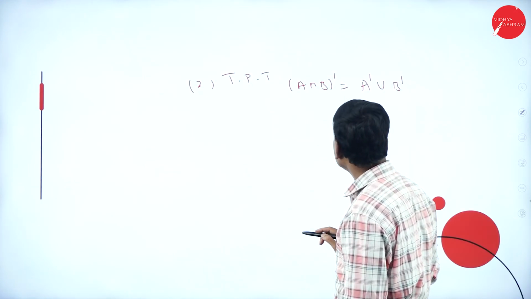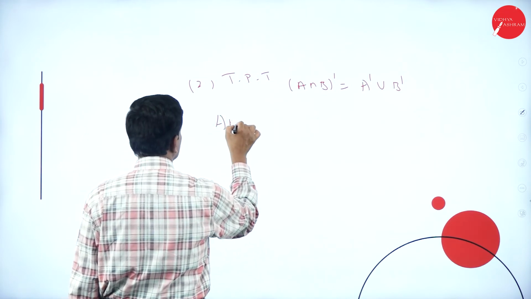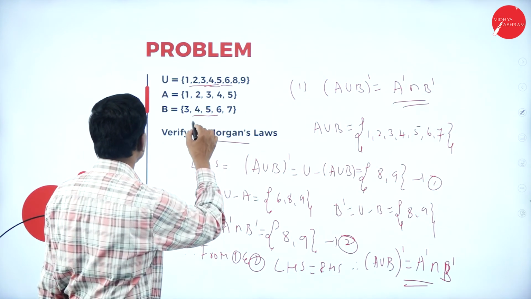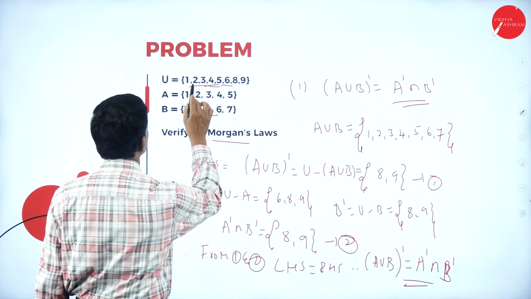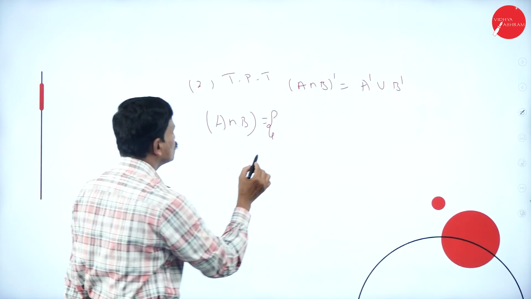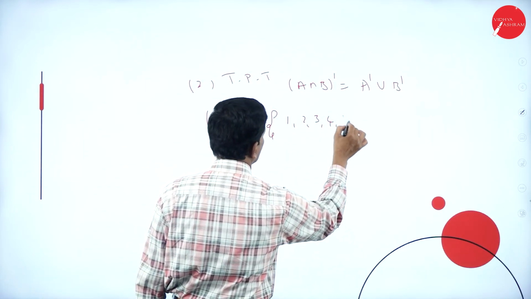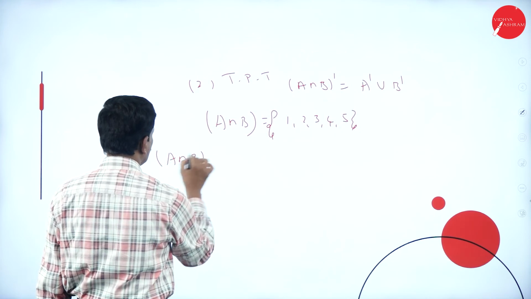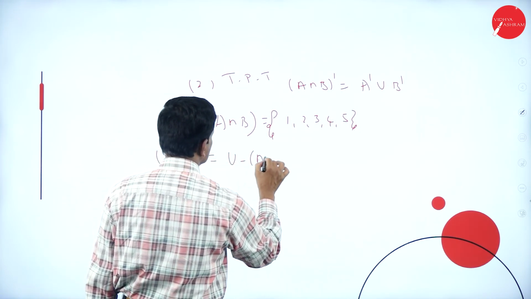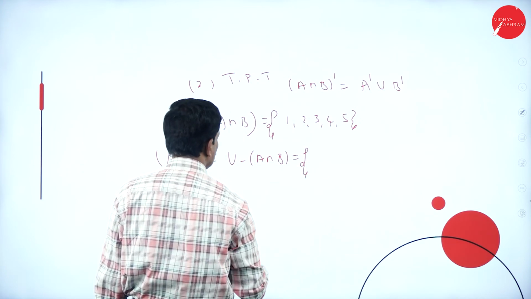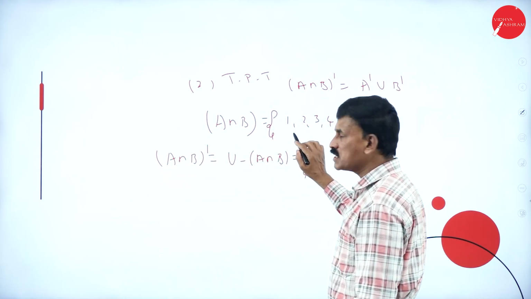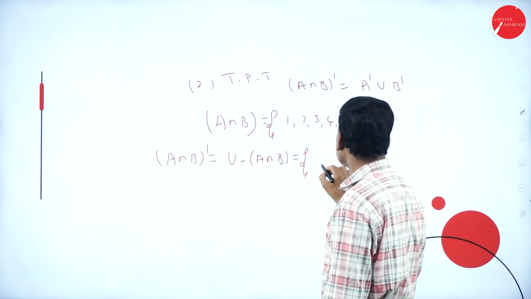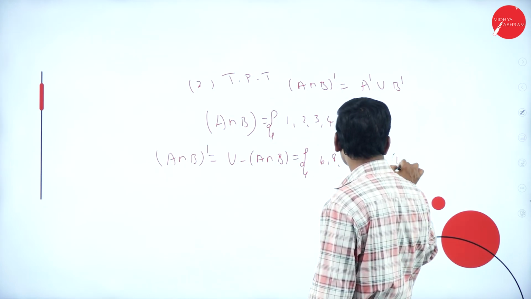First find out A intersection B. A intersection B is nothing but the common elements in A and B. The common elements in A and B are 1, 2, 3, 4 and 5. Now the complement of this, (A intersection B) dash, is nothing but U minus A intersection B: all the elements which are in U but not in this. In A intersection B I have 1, 2, 3, 4, 5. Other than this, we have 6, 8 and 9. Let us represent this as equation number 1.